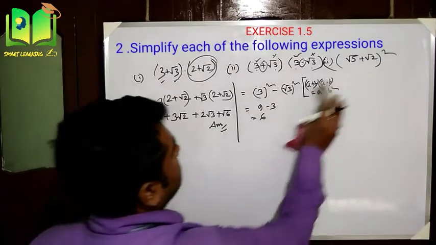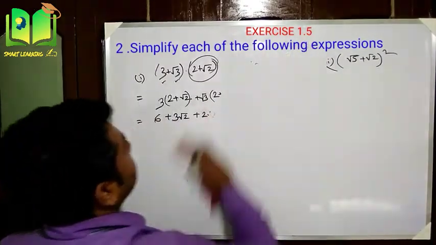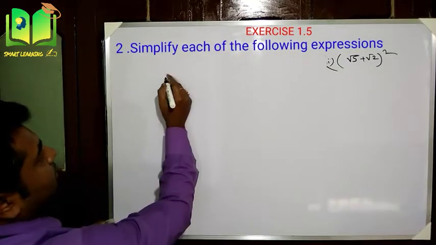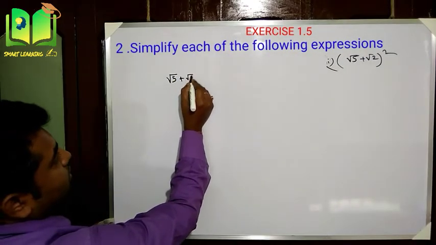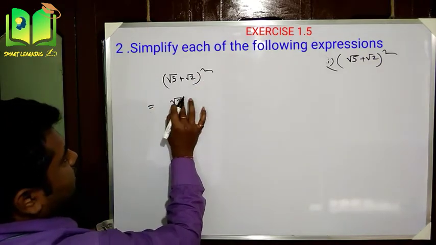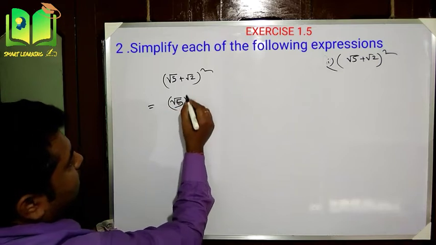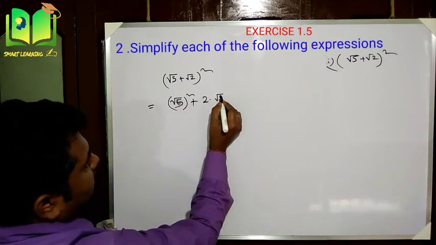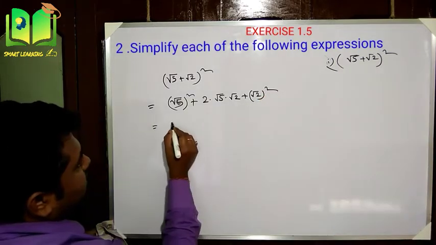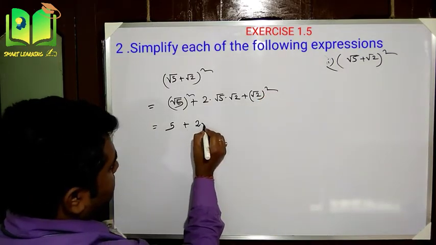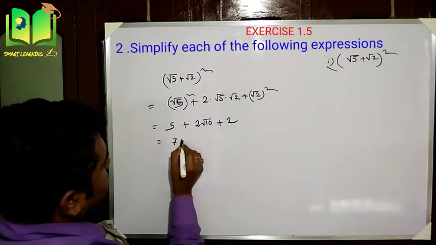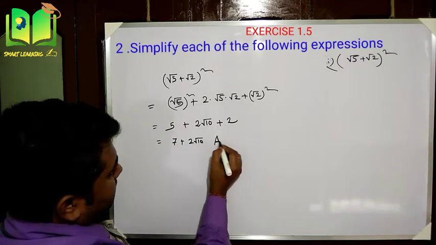Now we will see the last one. What is there? Root 5 plus root 2 whole square. You know the formula of a plus b whole square? Root 5 whole square plus 2 into root 5 into root 2 plus root 2 whole square equals 5 plus 2 root 10 plus 2 equals 7 plus 2 root 10. This is your answer.